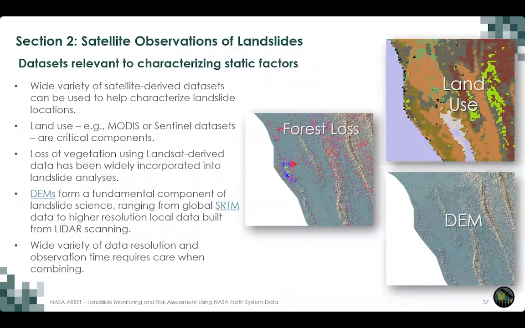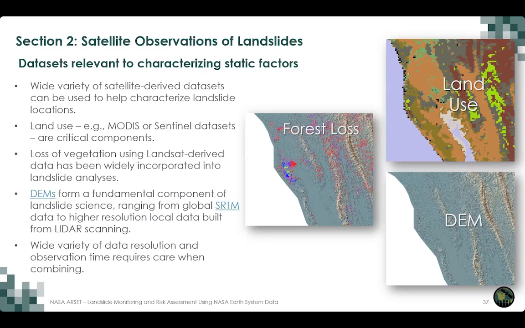We also talked a bit about the factors that lead to landslides, or the static factors that can contribute to an increase in the likelihood of a landslide occurring in a given location. Things like topography, the type of vegetation, or the type of land use. These are all elements that can be observed from orbit using a variety of different data sets. For example, land use is widely characterized using MODIS, Sentinel, or Landsat data sets. These are really critical and form a lot of the analysis of landslide prediction.